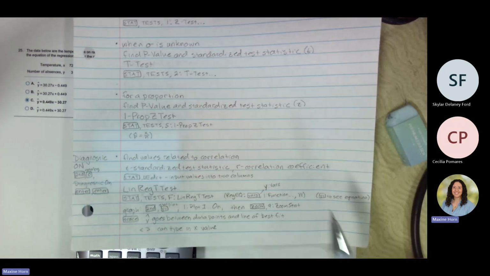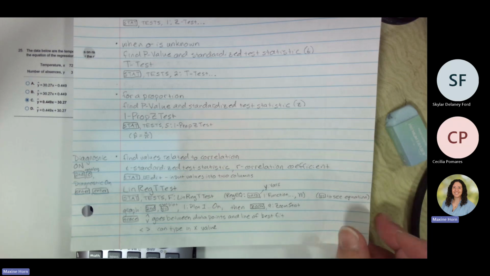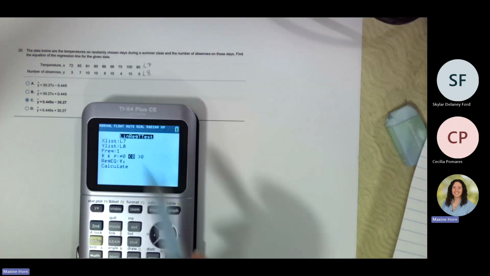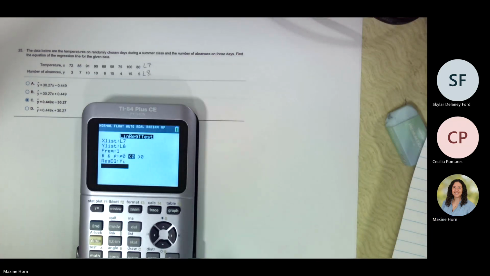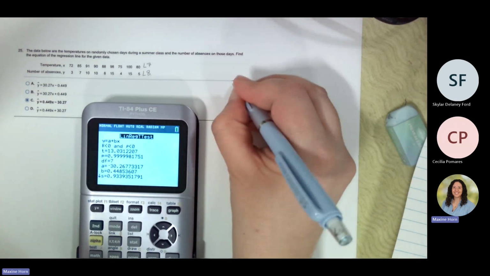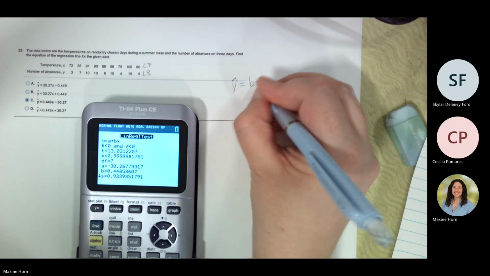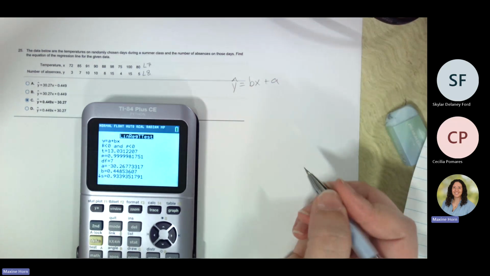And the steps to do that, we would hit VARS, then go to Y-VARS, number 1 Function, and Y1, if you wanted to be able to see the equation. But if not, then you can leave that blank and then calculate. So it's going to give me, remember, we have bx plus a. That's our formula.